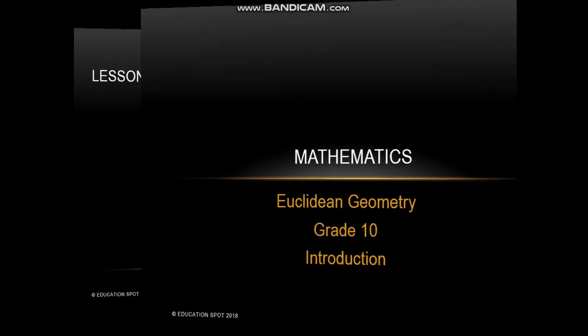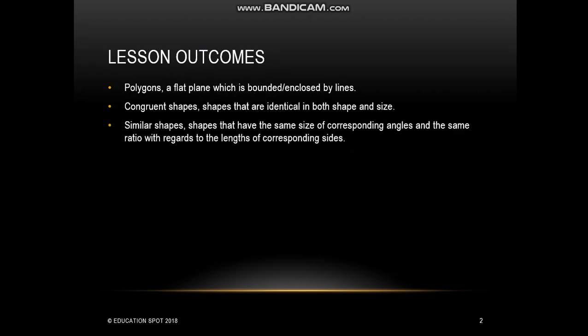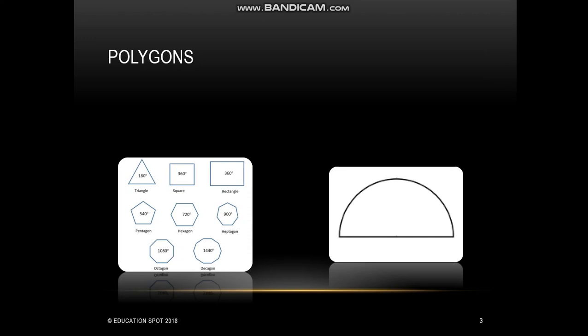So in this video we're going to be talking about a lot of stuff, but hopefully at the end you're going to know more about polygons, what polygons are, congruent shapes, similar shapes, and the types of triangles we have. It sounds like a lot, but it's the information that you need to know in your grade 10 stuff. Okay, so let's go on to the beginning of the lesson. We're going to start with polygons.